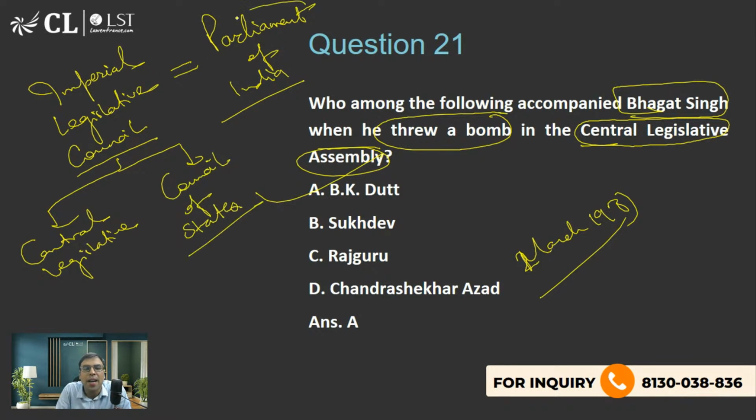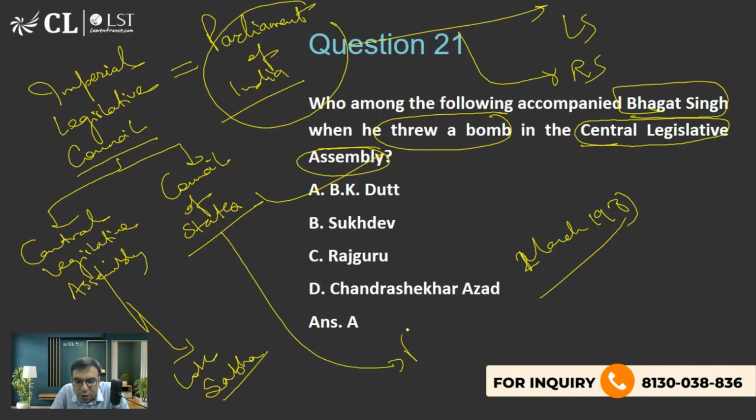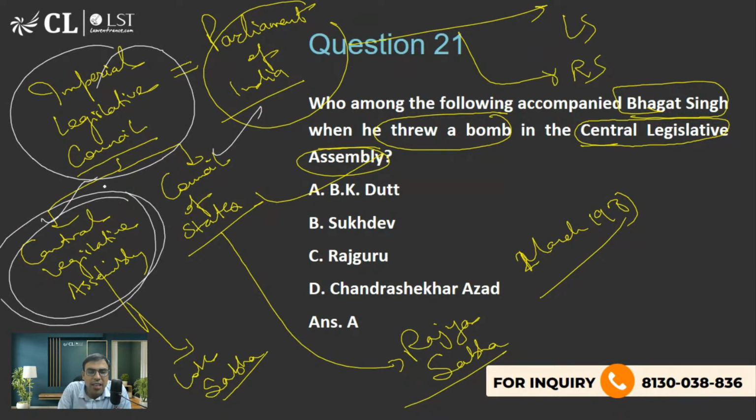ठीक है. So Parliament of India today has two houses, Lok Sabha and Raj Sabha. ठीक है. तो Central Legislative Assembly जो है यहाँ पे लिखा है Central Legislative Assembly. This was equivalent to Lok Sabha today. ठीक है. And Council of State is of course even today also Raj Sabha is called as Council of States, equivalent to Raj Sabha. Okay. So at that time, Imperial Legislative Council was similar to Parliament. It had two houses, Central Legislative Assembly and Council of States. यहाँ बॉम्ब रखा था Central Legislative Assembly, which is equivalent to today's Lok Sabha.